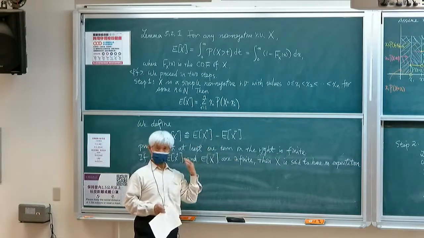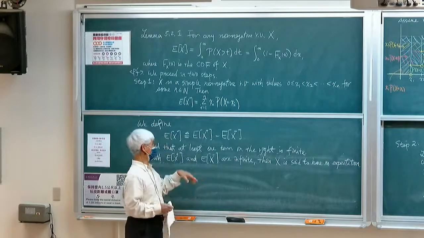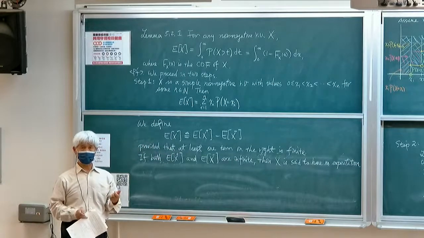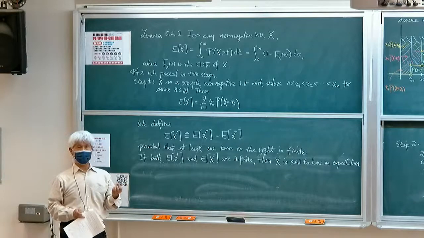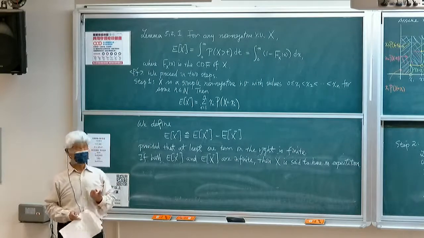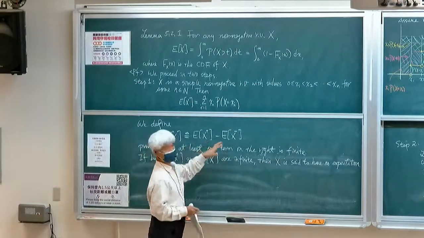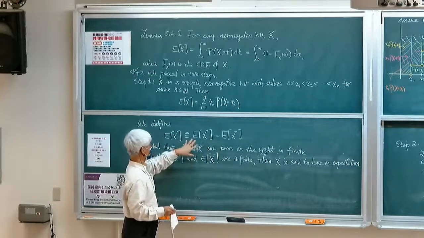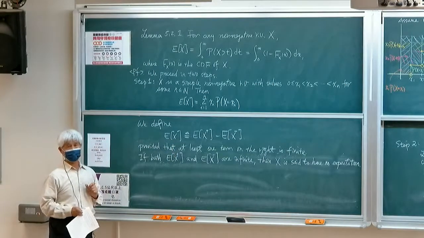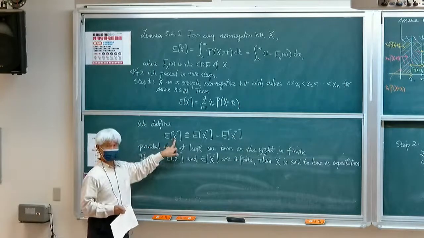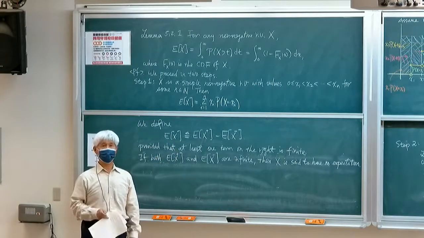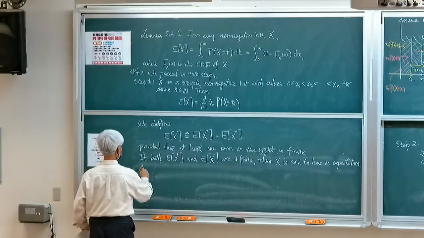So in either case, we say X has expectation, but this expectation is not a finite value; it is either positive infinity or negative infinity. When both of them are finite, of course, the difference is finite, and the expectation of X is a finite number. In that case, we say random variable X has finite expectation.